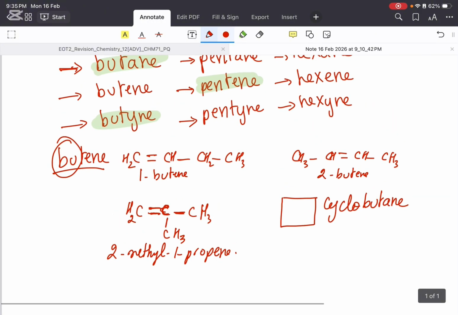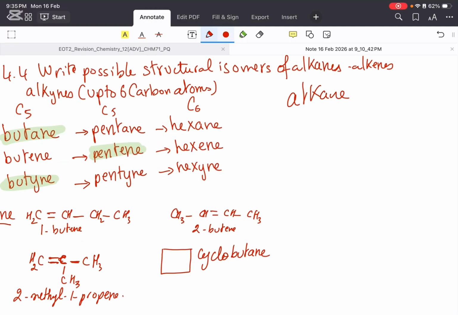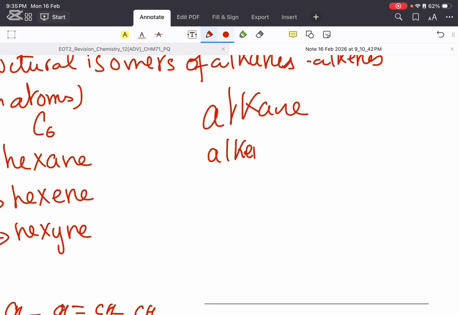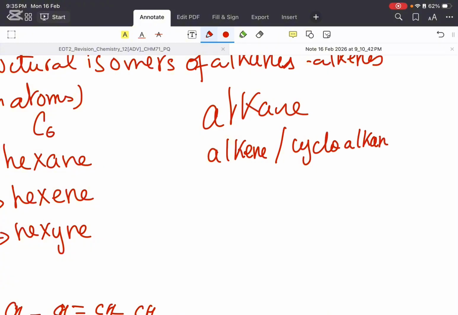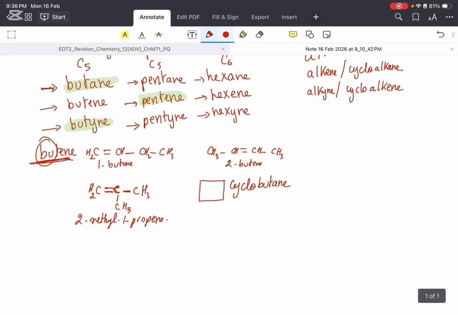What else? Because you have a but-, 4 carbons, you can do a cyclic 4 carbons of cyclobutane. Remember, alkanes can only have isomers with alkanes. Alkenes can have isomers with alkenes and cycloalkanes. Alkynes can have isomers also with alkynes and cycloalkenes. Now, since here I have an alkene, I can do cycloalkanes of 4 carbons and I will still get the same molecular formula.